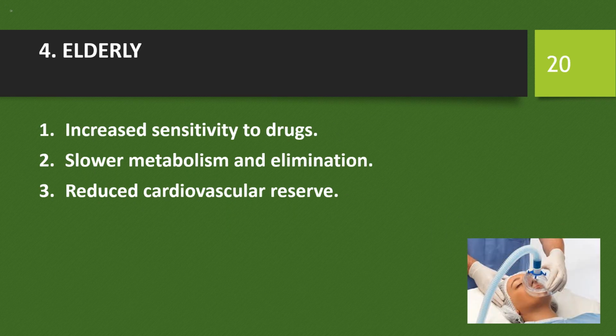4. Elderly. 1. Increased sensitivity to drugs. Older adults may be more sensitive to anesthetic agents, requiring careful dosing. 2. Slower metabolism and elimination. Age-related changes in drug metabolism and elimination can affect the duration of anesthesia. 3. Reduced cardiovascular reserve. Elderly patients often have reduced cardiovascular reserve, making them more susceptible to hemodynamic instability during anesthesia.